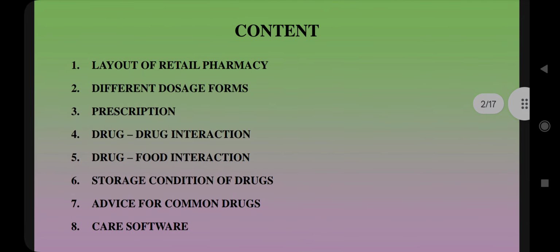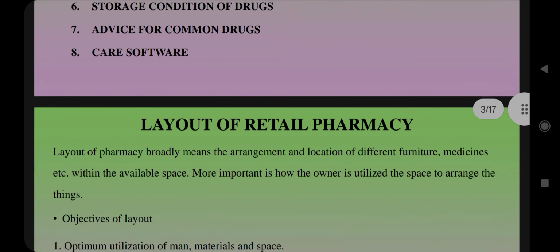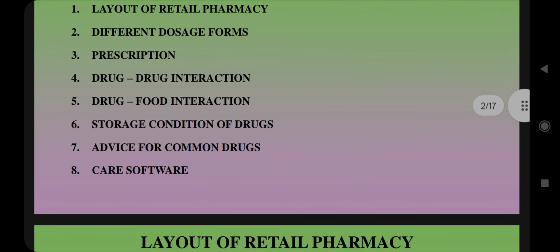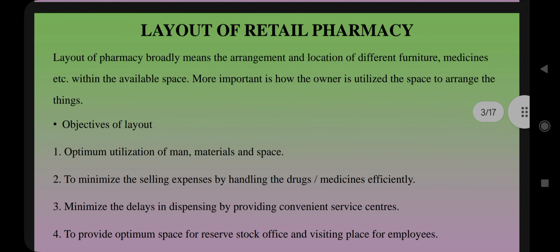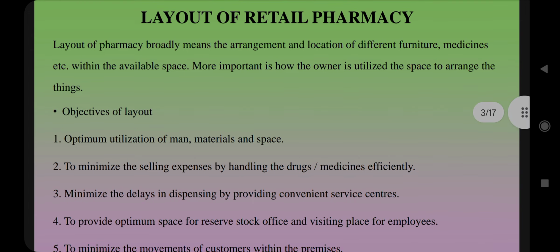Second slide will include the content, or we can say the index. Here I had included 8 points. The first is the layout of the retail pharmacy. We have to write about the layout of where we have performed the training. In this, I have given the objectives of the layout.